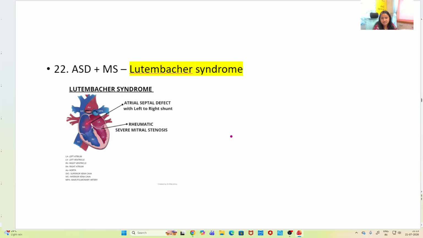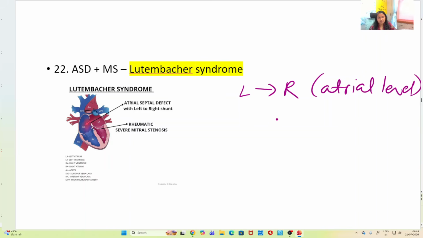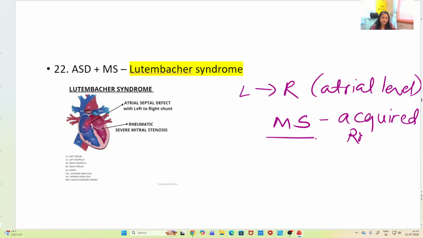Remember this for MCQs. ASD with mitral stenosis, Lutembacher syndrome. What is Lutembacher syndrome? Basically left to right shunt at the atrial level along with mitral stenosis. Now mitral stenosis, most of the time, is an acquired condition because of rheumatic fever. We all know that rheumatic fever can cause mitral stenosis.